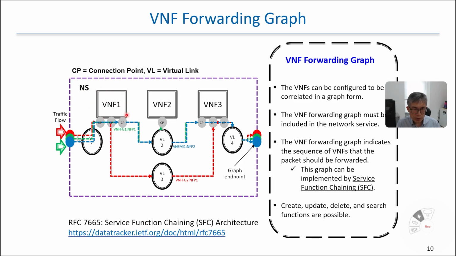VNF1 is a firewall service, VNF2 is a web filter, and VNF3 is a DDoS attack mitigator. Those can be interconnected. In certain cases just VNF1 and VNF3 are connected: firewall service and DDoS attack mitigation service. Another service case: firewall service, web filter service, and DDoS attack mitigation service together.